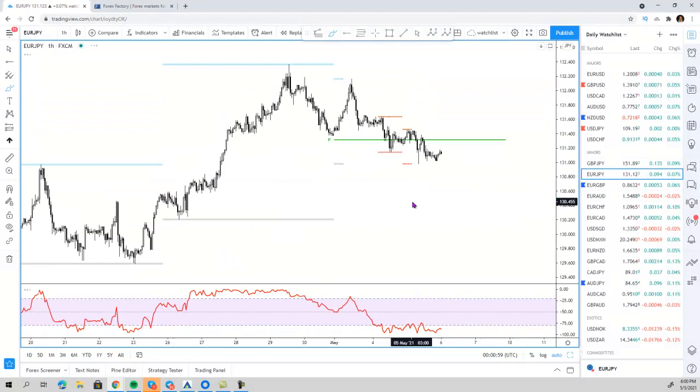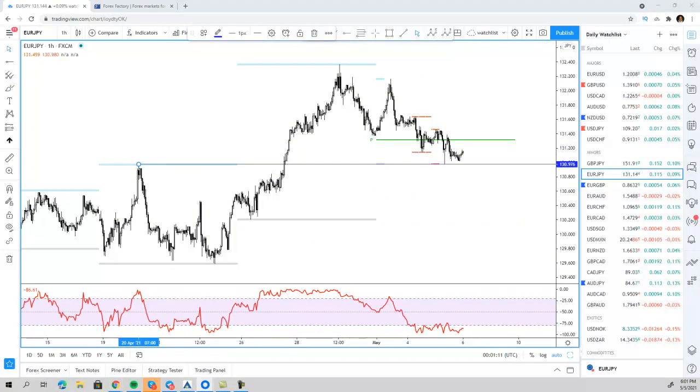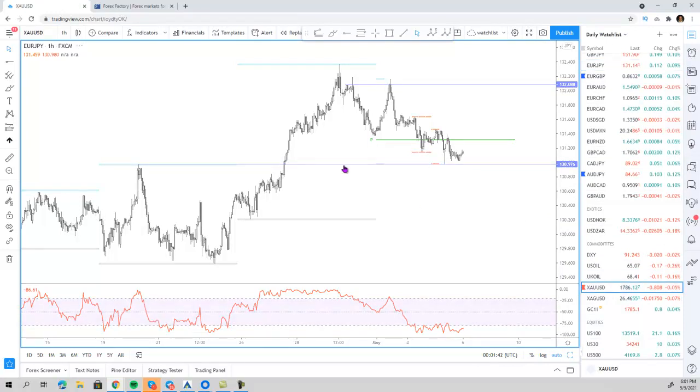Now, the euro yen is retesting this key level right here, and we could actually have another long here. And to be completely honest, this setup on the euro yen is much better than the setup on the euro US dollar, right? Let's finish this by looking at gold.